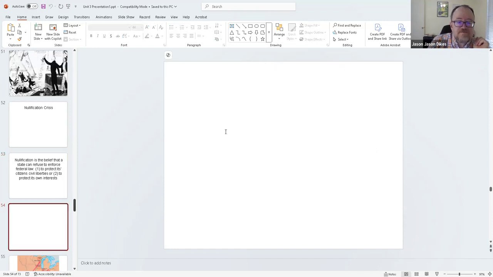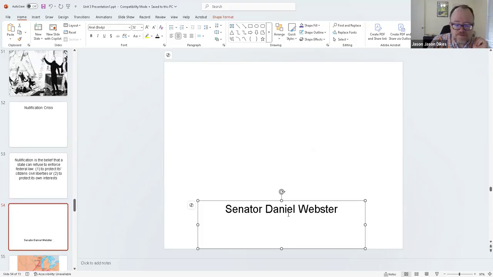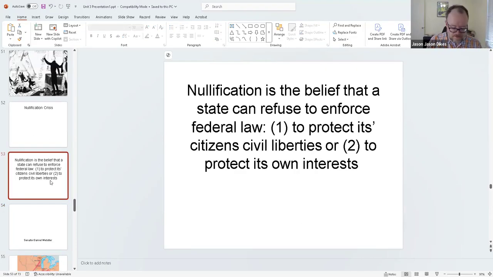Now, I say the belief because it has never been accepted by any legitimate court in the United States. Okay? It wasn't accepted here in the 1830s. It wasn't accepted in the 1860s. It wasn't accepted in the 1950s. It wasn't accepted during the Obama administration, which is another time it made a comeback. Okay, so it is a belief. It is a theory. It is not accepted.